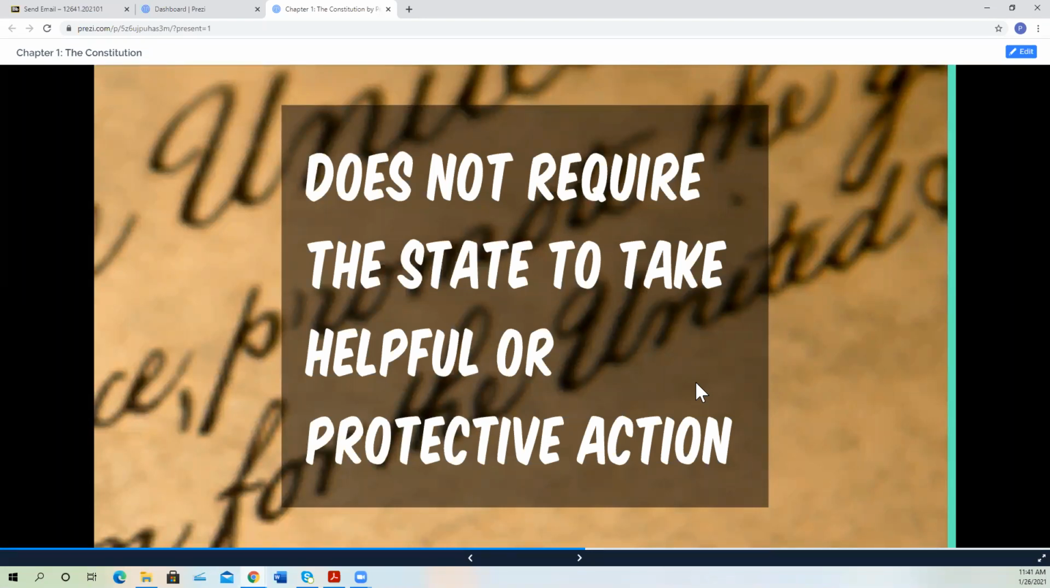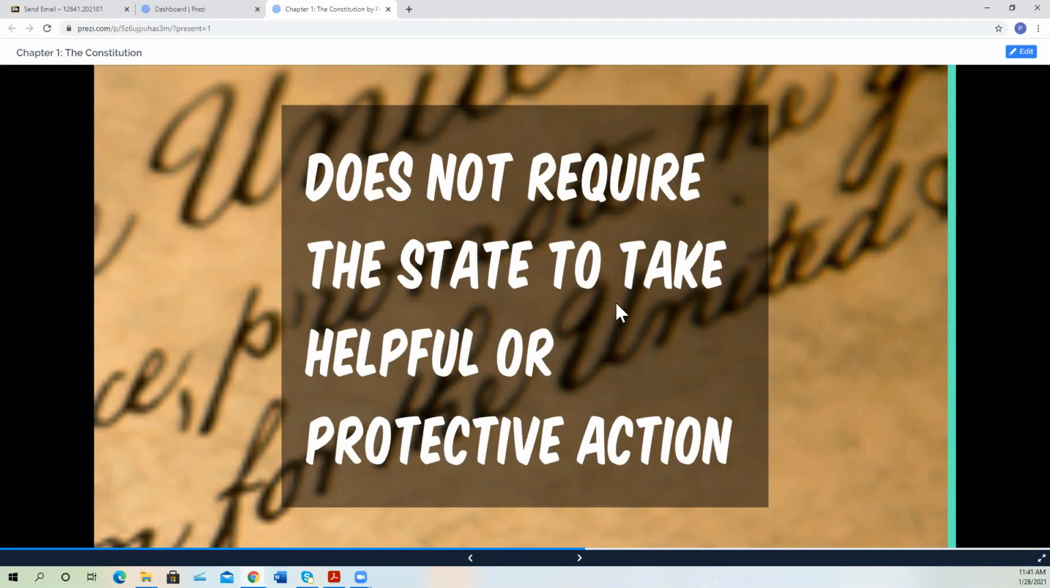And quite often, decisions are made at the Supreme Court that don't seem right because of the facts of the situation. But we have to get past that. And this was a tragedy, a tragic story, but we really can't let that affect our judgment of what is right and what is wrong when it comes to legal issues. And the legal issue was, did the state have to act according to the 14th Amendment? And the court said no, that it does not require the state to take helpful action or protective action.